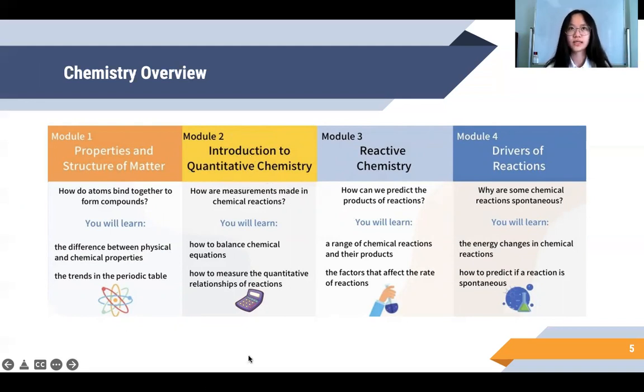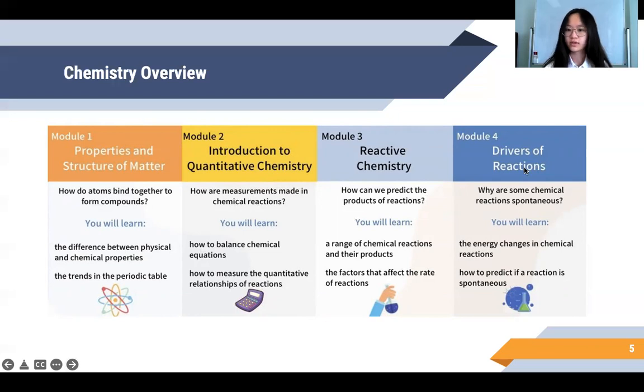Module 2 is particularly important for Year 12 and for further study of chemistry if you choose to do it at university. So in Module 2, you learn how to balance chemical equations, as well as how to measure the quantitative relationships of reactions. It's just applying numbers to things that we have learned before, things that you have learned in Year 10. Module 3 is Reactive Chemistry, how you can predict the products of reactions.